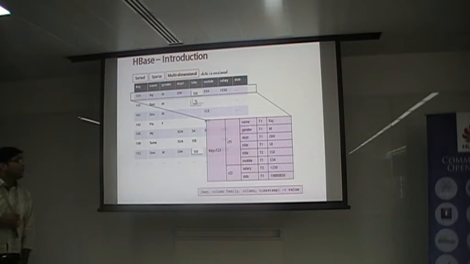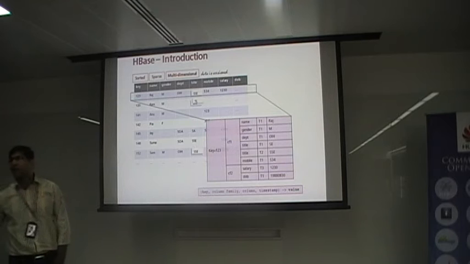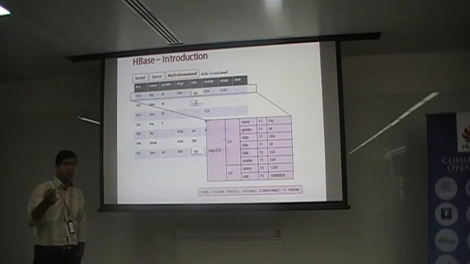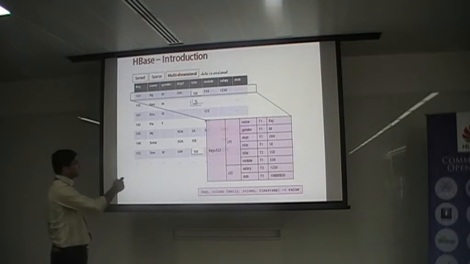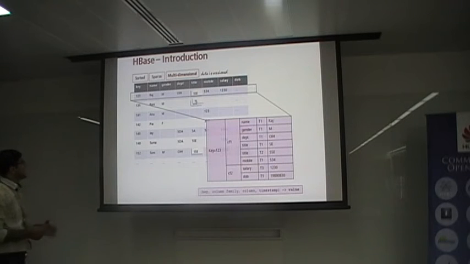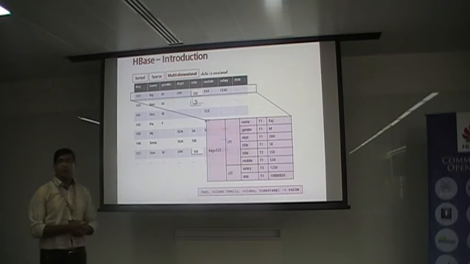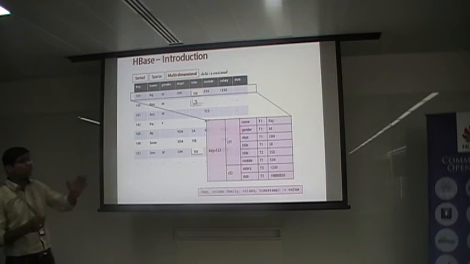Then it is multi-dimensional, because the cell value is not represented just by a key. There are other attributes, other dimensions which participate when you represent a cell in HBase. So there is an example. One is of course the key. Then come the column family, column qualifier, timestamp, and finally the value.